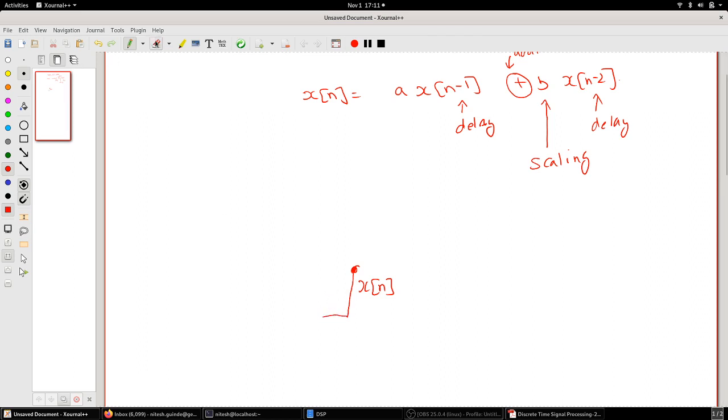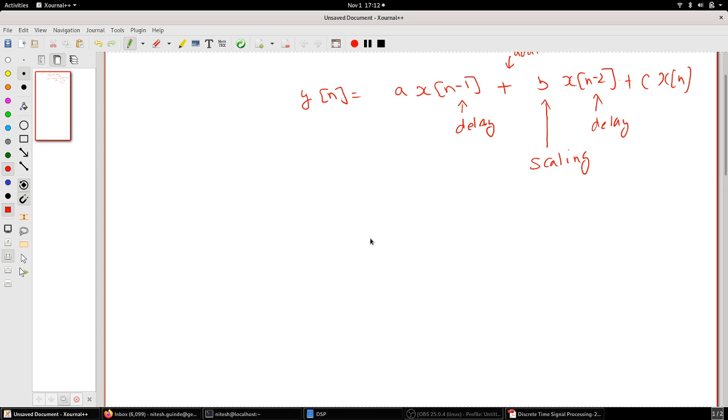Okay, so let me just rewrite this equation. Let's say y of n is given as a x of n minus 1 plus c into x of n. So let's say this is your equation which you have. The previous one was similar to a feedback equation, so let's talk about it later. Right now we'll consider this. So you have this kind of an equation, and I want to represent this using signal flow graphs.